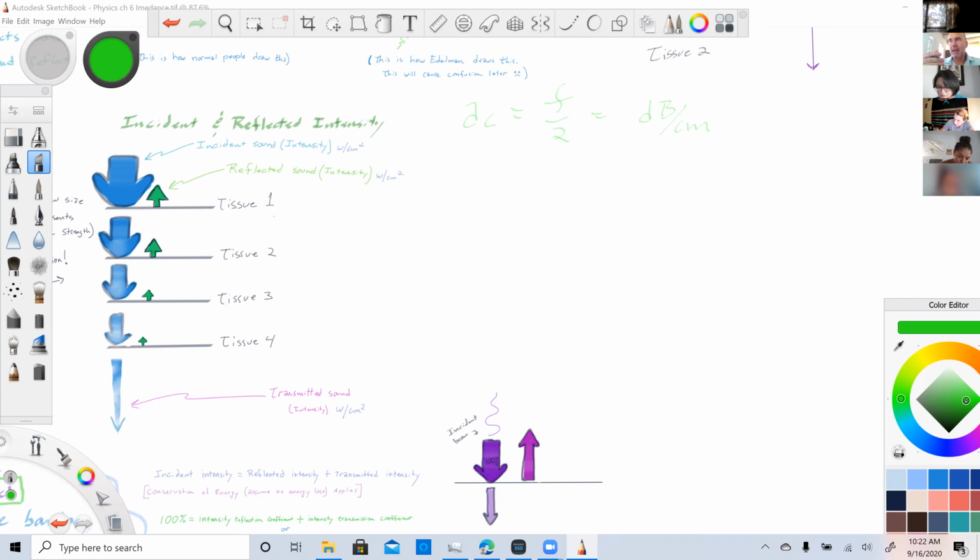And it does change. So this is really an average, just like there is an average speed of sound. It's actually not 1450 meters per second all the time. It does speed up and slow down depending on the tissue. Well, the attenuation coefficient changes depending on the tissue. So frequency divided by 2 is an average.